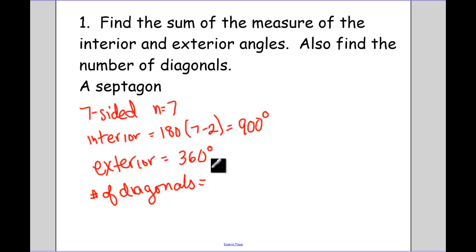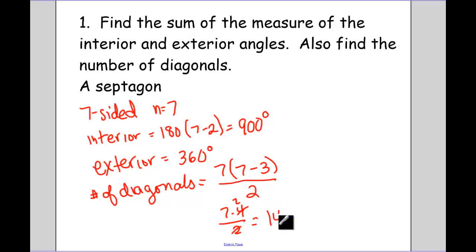Okay, remember that formula: number of sides times number of sides minus 3, all over 2. So I have 7 times 4 over 2. 2 and 4 can cancel to be 7 times 2, which is 14. 14 diagonals. So it's just using the formulas.